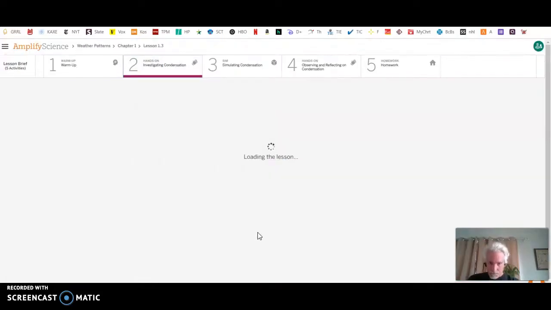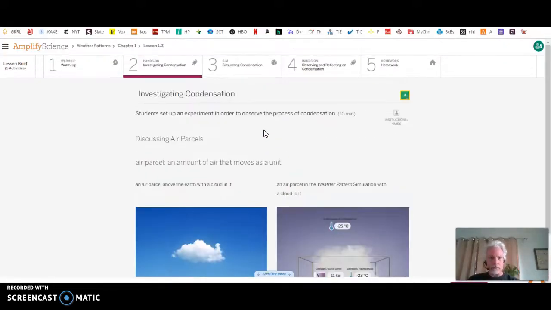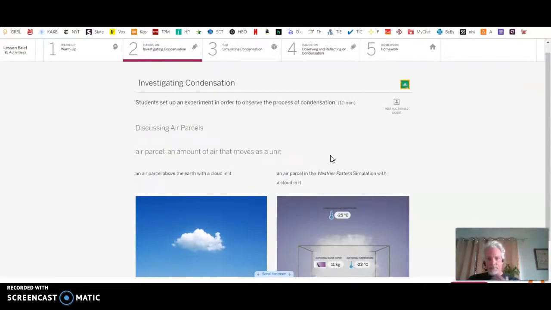Then you were supposed to do this in class, but of course we aren't able to do it. I'm going to set up an activity, and the activity is relatively simple, and it's all about condensation. So if you can see here, I'm going to see if I can make this bigger. It may work, it may not. It doesn't seem to be working. This one, okay, here we go.